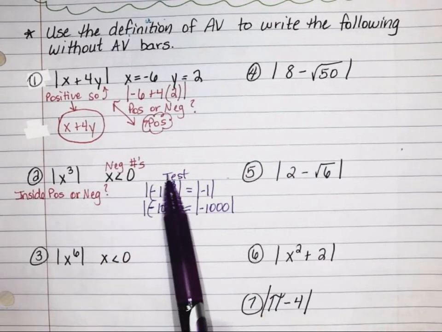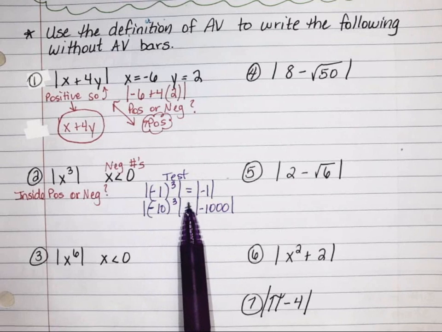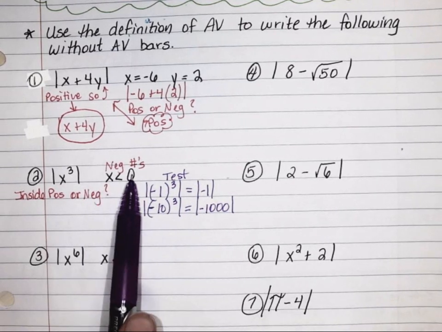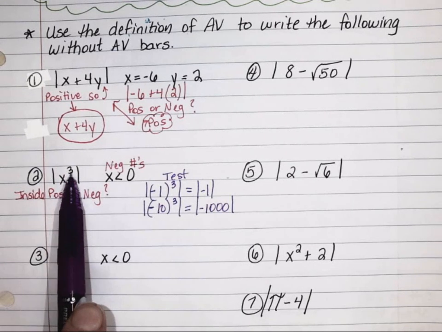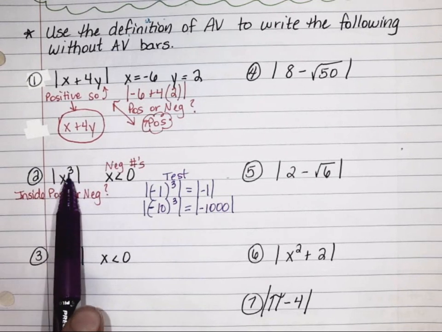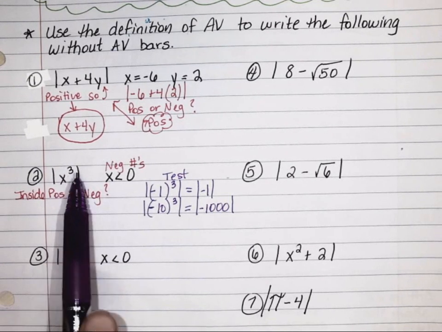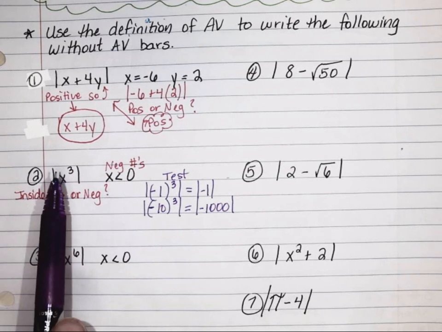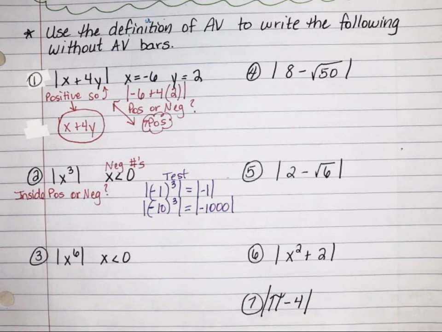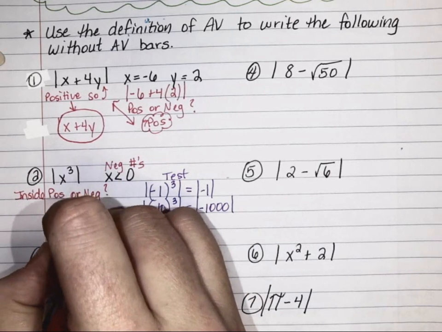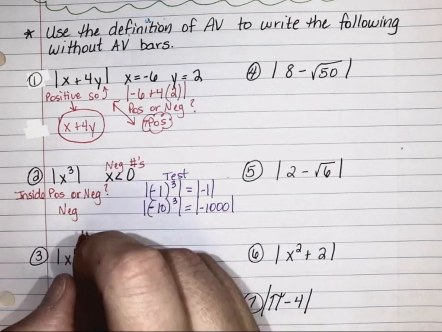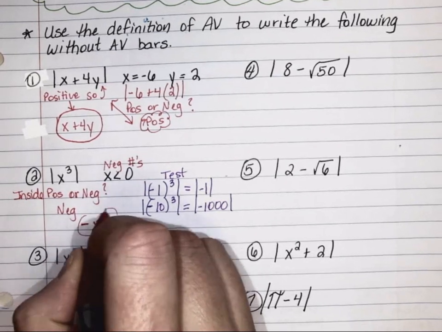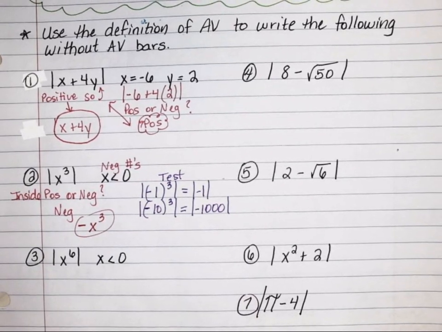And you don't actually have to show this. You can think about this mentally, which is what I would prefer you to do. I want you to be able to say, okay, well, those are negative numbers. That means that my inside is always going to be negative. If I plug in negative numbers and cube them, raise them to the third power, I'm always going to get negative. So my inside's always going to be negative. So I do the opposite of the inside, which is going to be negative x cubed.